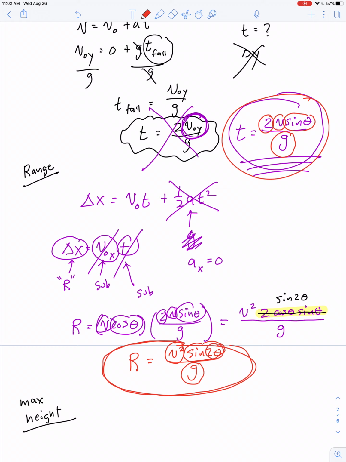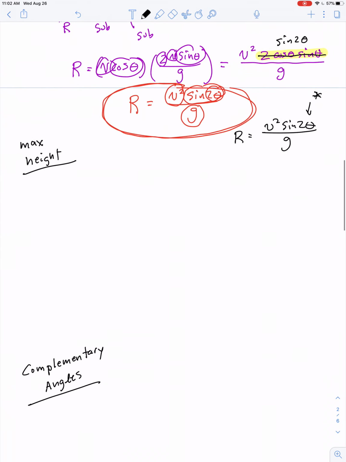Okay, so sorry for messing these up. Let me write them again neatly. Total time of flight is 2 v sine theta over g, and the full range is v squared sine 2 theta divided by g. There's something peculiar about this part, about taking double an angle. I'll comment on that in a moment.